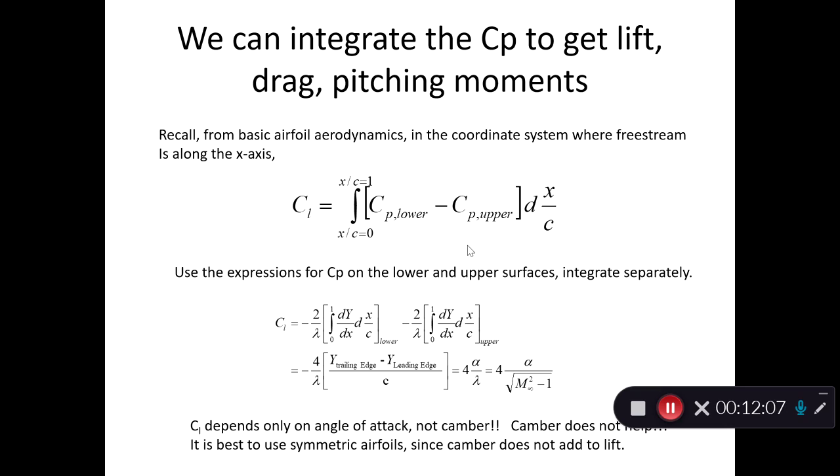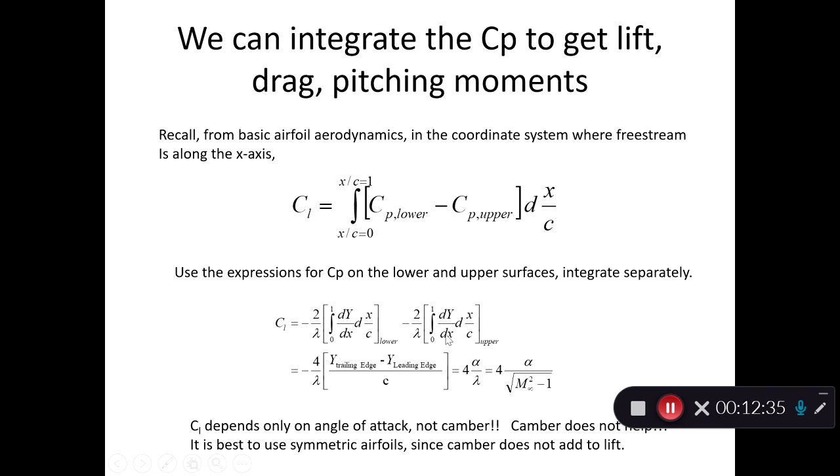Now we can integrate the CL. All we'll have to do is plug in the pressure coefficient for the lower surface, pressure coefficient for the upper surface, and integrate it. This is a very simple integral, dy dx times dx. So it will become y leading edge minus y trailing edge, because there's a minus here.